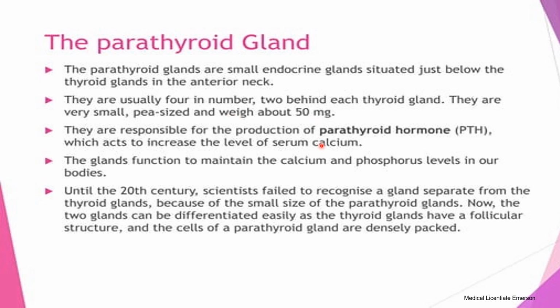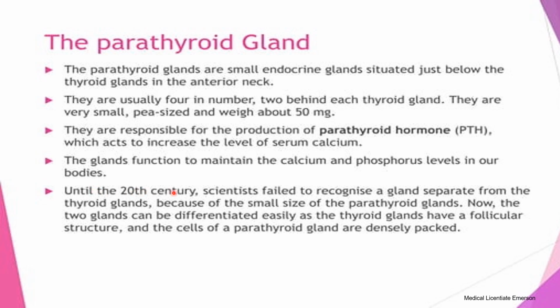I think of all the matching questions, the easiest matching question is the parathyroid gland. It produces parathyroid hormone. The clue is right there in the word: parathyroid hormone, parathyroid gland. The other word for parathyroid hormone is parathyrin. So parathyrin hormone acts to increase the levels of serum calcium. The gland functions to maintain the calcium and phosphorus levels in our body.